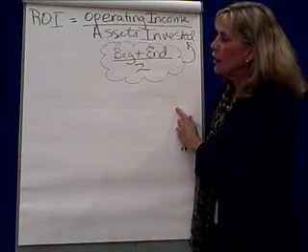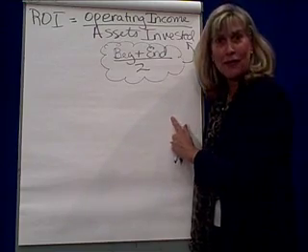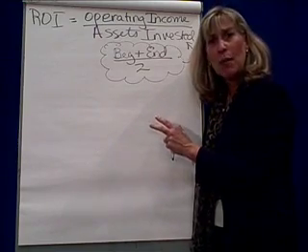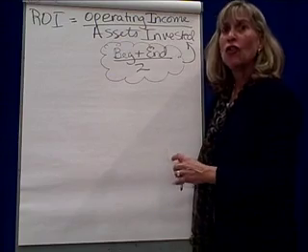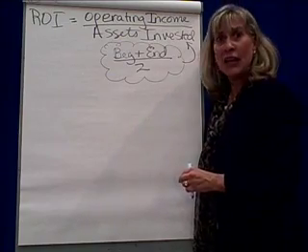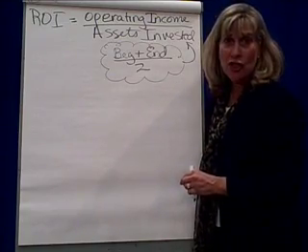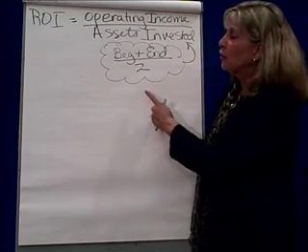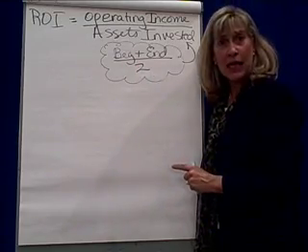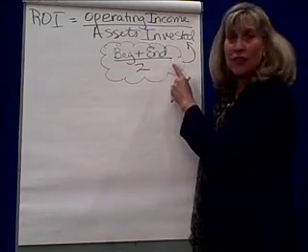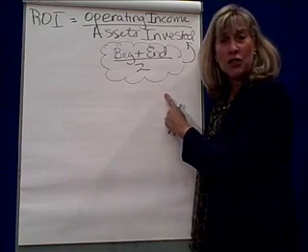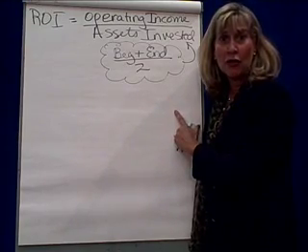Now, when we're talking about that, since the assets fluctuate during the year, we want to come up with kind of an average. So the assets invested, if we can, will be the average assets invested, which means we'll take the assets at the beginning of the year plus the assets at the end of the year and divide by 2, which will give us a simple average.